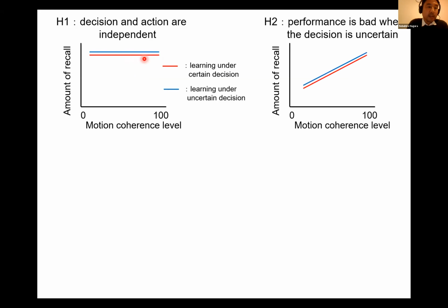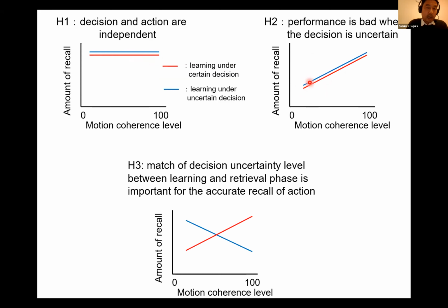So another possibility is that the performance is bad anyway when the decision is uncertain. This is a bit intuitive, right? When you're confident about moving, perhaps your performance is good, and you're bad anyway when your confidence for the decision is low. And the final hypothesis is that the match of the decision uncertainty level between the learning and retrieval phase is important for the accurate recall of action.